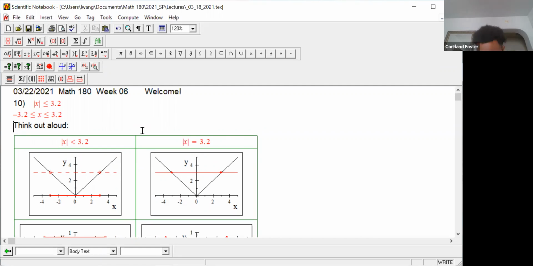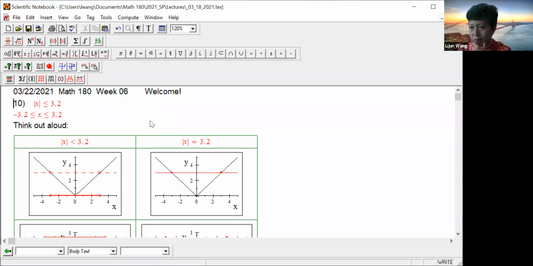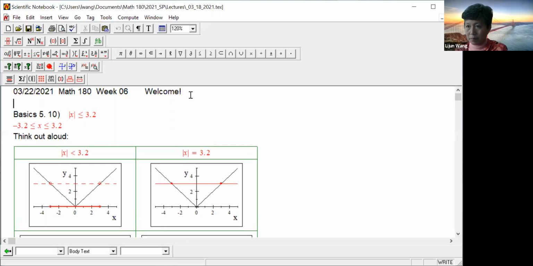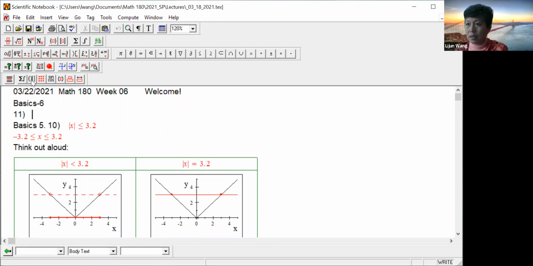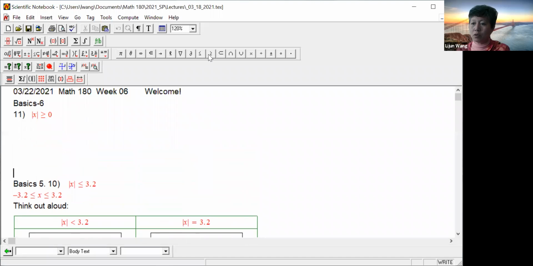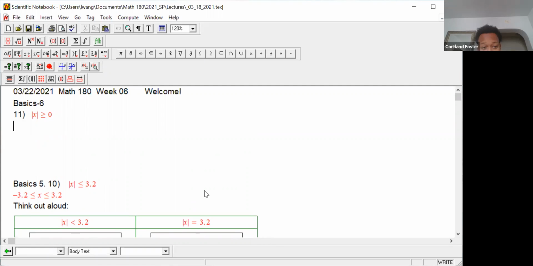Yeah, I did Basic 6, number 11. Basic 6, number 11. Mm-hmm. And that is the absolute value of x is greater than or equal to 0. Okay. Basic 6, number 11. That's the absolute value of x greater than or equal to 0. Yes. So what is the solution? I put that all numbers, including 0, are solutions.